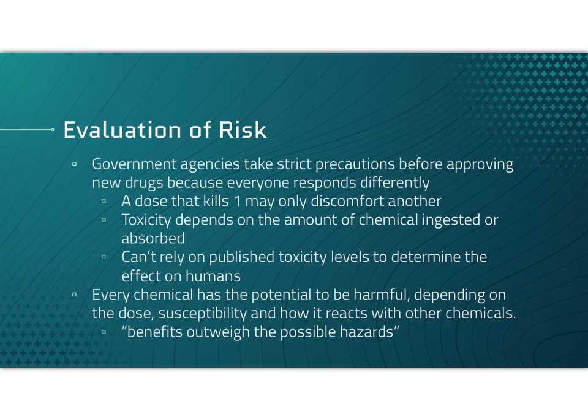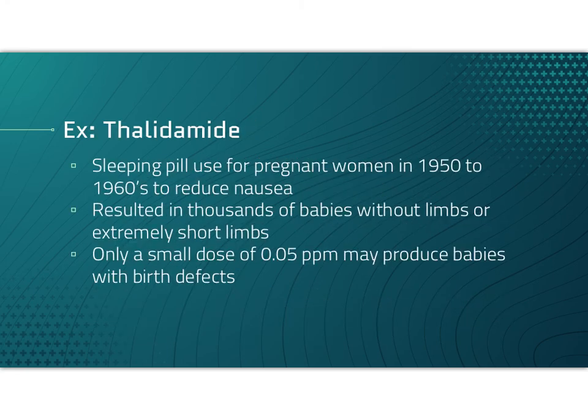Every chemical has the potential to be harmful, depending on the dose, the person's susceptibility, and how it reacts with other chemicals that person may be taking. When we approve something, they want to know that the benefits outweigh any possible hazards. So, for instance, thalidomide was used in the 1960s to reduce nausea in pregnant women. This resulted in thousands of babies being born without limbs or having extremely short limbs. Only a small dose of thalidomide, 0.05 parts per million, was able to produce babies with birth defects.